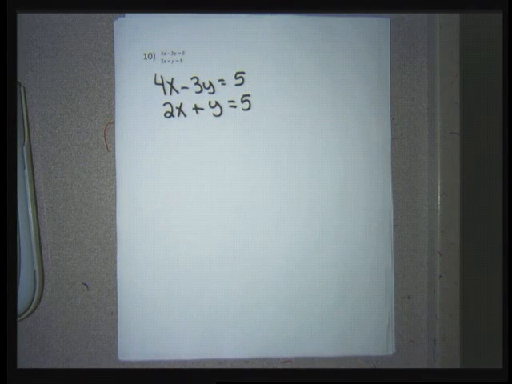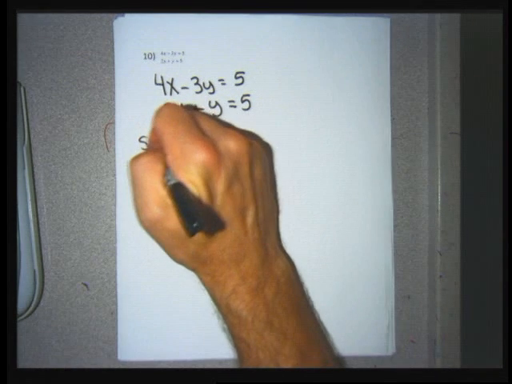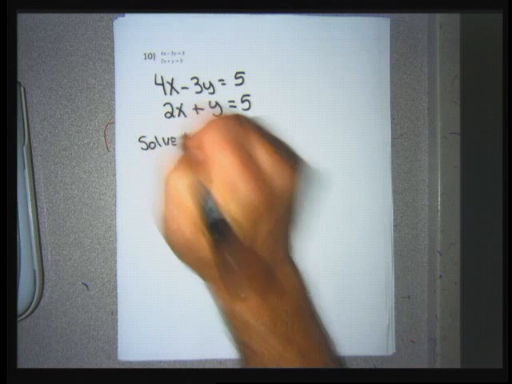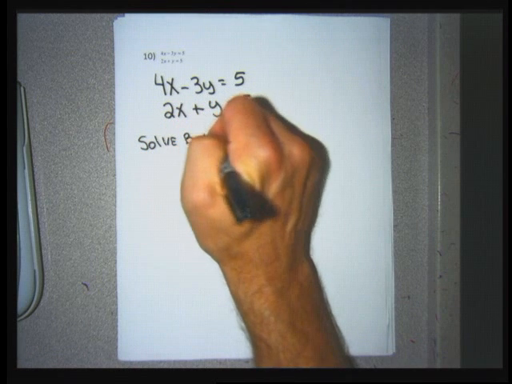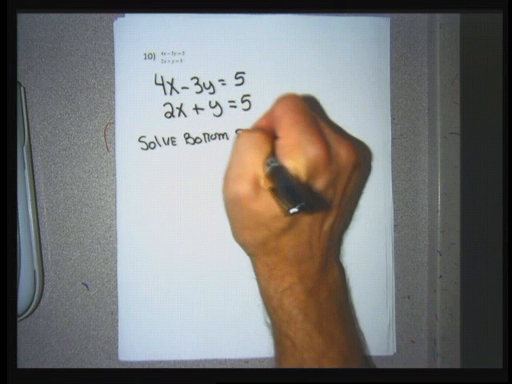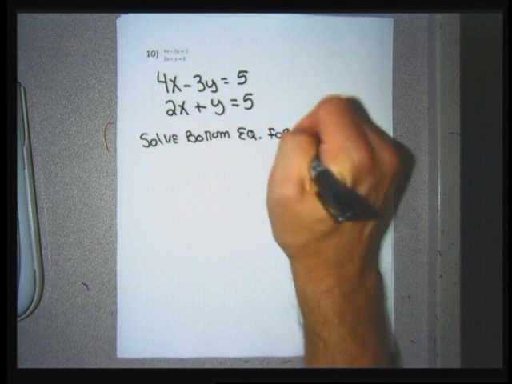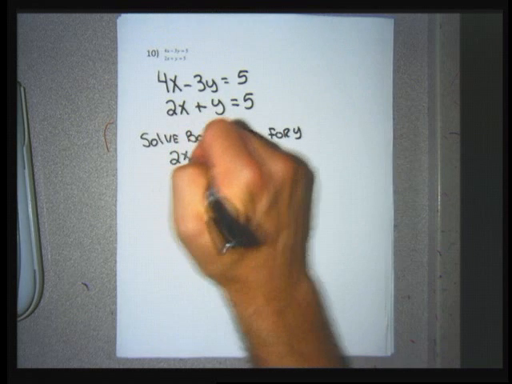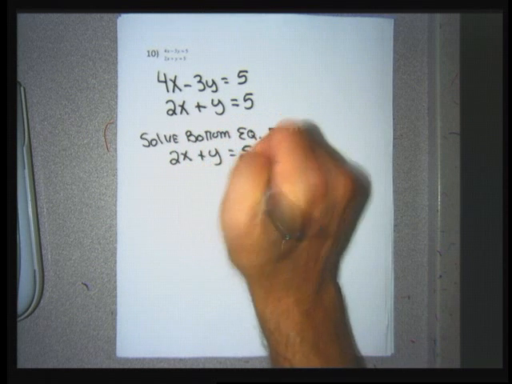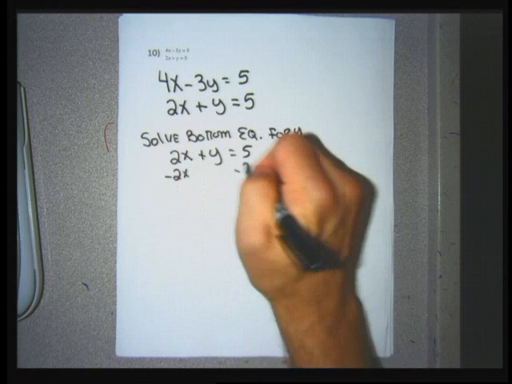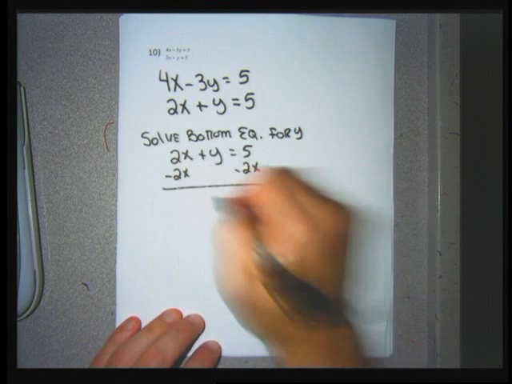There isn't a right and a wrong thing to do, but there's probably an easiest thing to do. Before I could use the substitution method in problem 10, one of the equations needs to be solved for x or y. I think the easiest thing to do is solve the bottom equation for y. So my first step in solving 10 is I'm going to solve the bottom equation for y. And that's just one step, because if I just subtract 2x from both sides, I'm going to get the bottom equation solved for y.